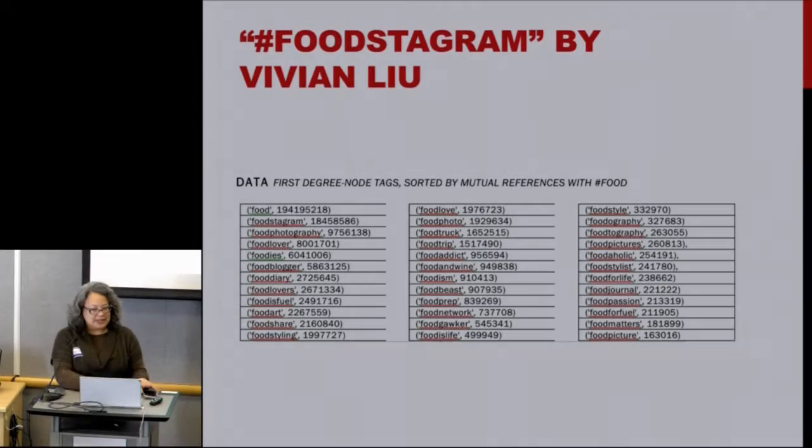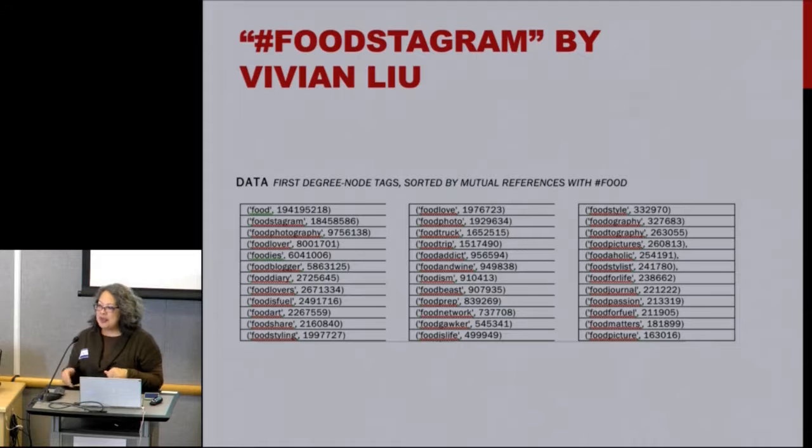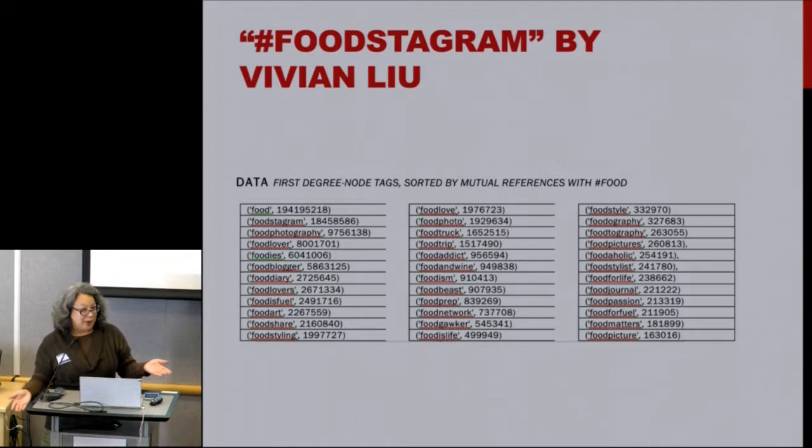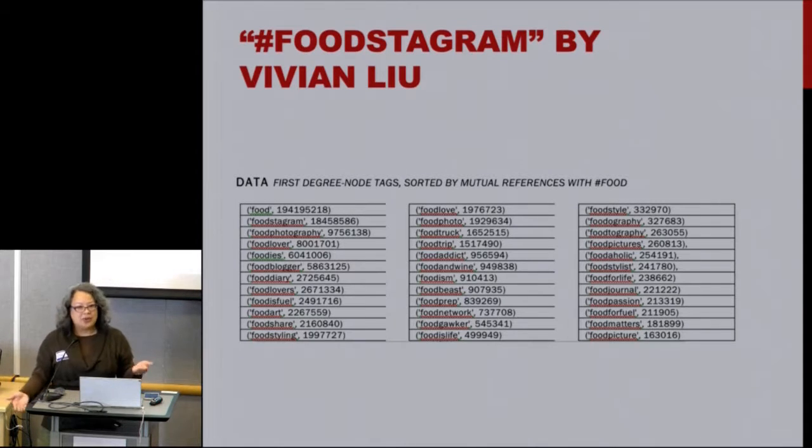Some examples of individual projects. These are all undergraduate projects because I wanted to foreground undergraduate original research. This first one is called #Foodstagram by Vivian Liu. Vivian wrote an Instagram scraper, so she was able to scrape every single post on Instagram that was hashtagged food. And her finding was that food is never its own hashtag.